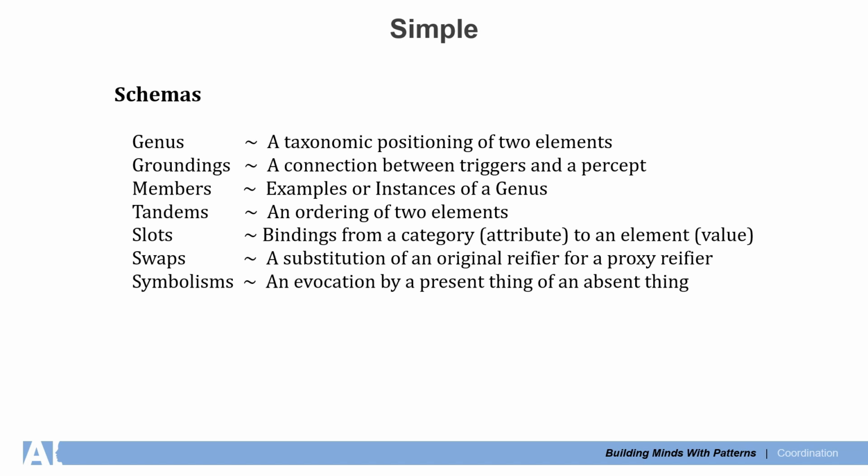Genus is a taxonomic positioning of two elements, a mesa or a lower element and a meta or a higher element. Groundings are connections between associated triggers and a percept. Members are examples or instances of a genus. Tandems are an ordering of two elements, a prior element and a later element. Slots are bindings from a category to an element. Swaps are substitutions of an original element for a proxy element. And symbolisms are evocations by a present thing of an absent thing.